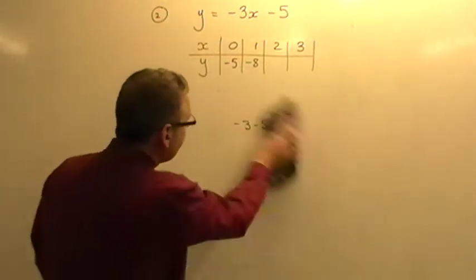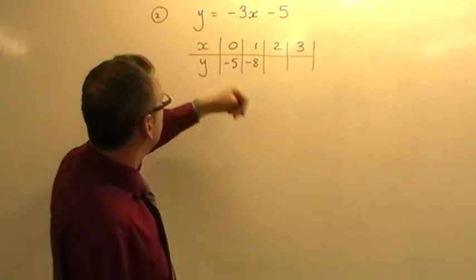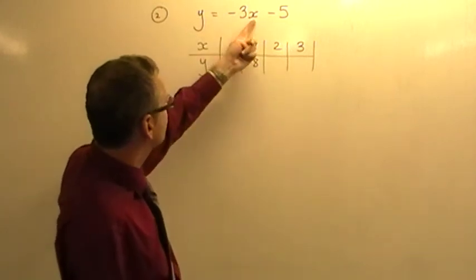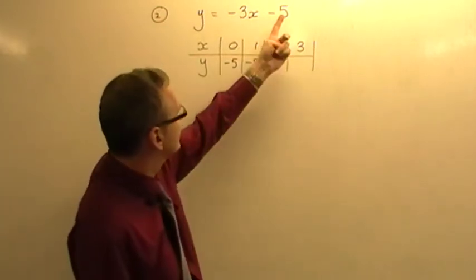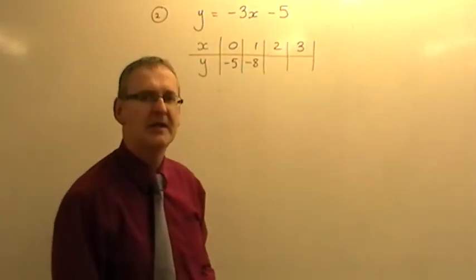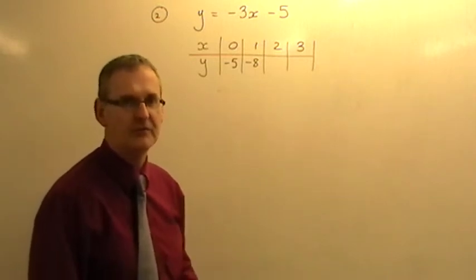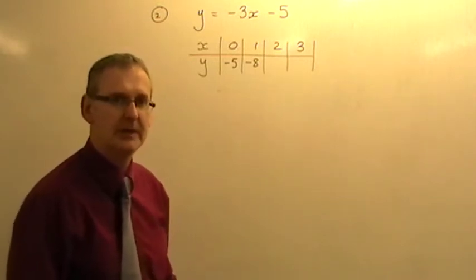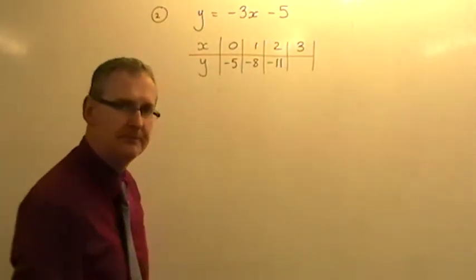Okay, next, if x is equal to 2, y will be equal to minus 3 times 2. That gives you minus 6. Minus 6, subtract 5. Minus 6 take away 5. Well, minus army 6 meets minus army 5. Join forces, big minus army, 11 soldiers. So that will be minus 11.